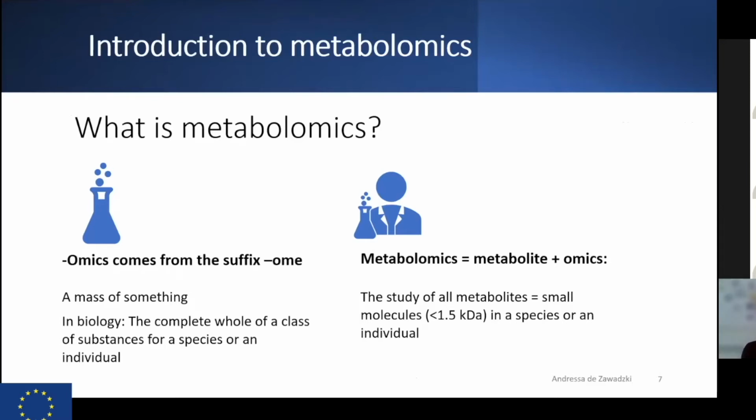Today I'm going to share with you some basic concepts within metabolomics. Let's start with the definition. The word metabolomics comes from the combination of metabolites with omics. Omics stands for the investigation of a complete class of compounds found in species, while metabolites refer to small molecules with a molecular weight under 1.5 kilodalton that are produced by living organisms.